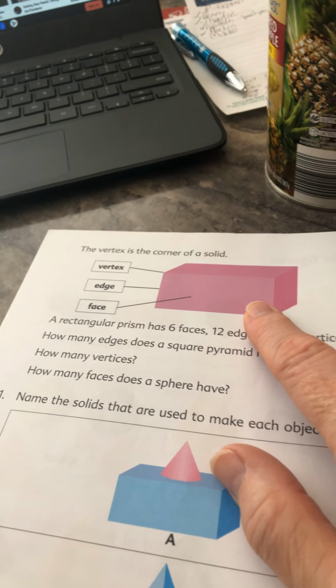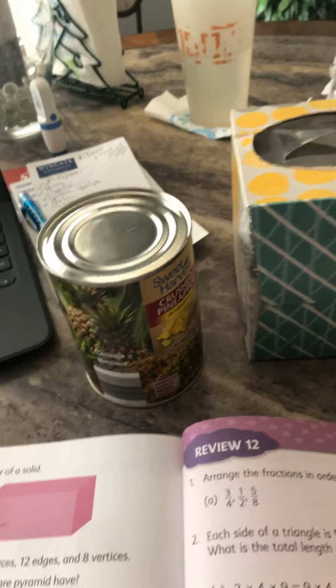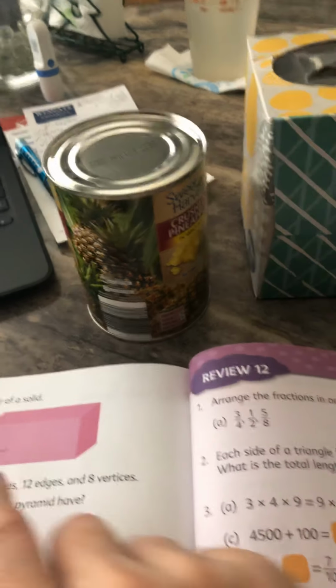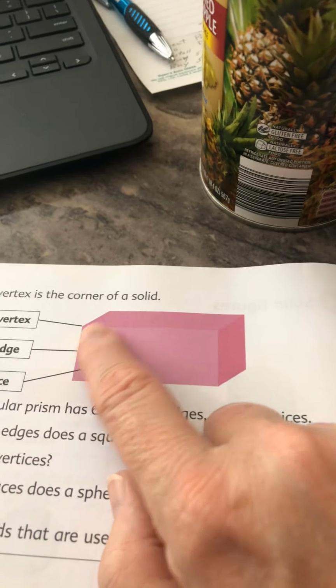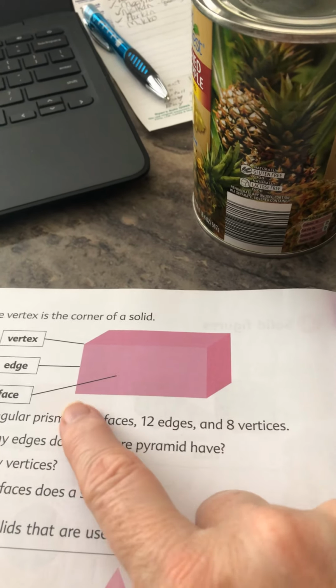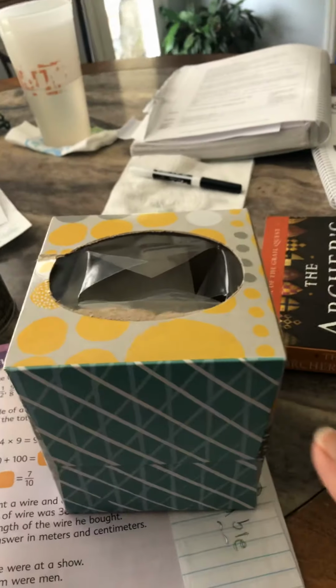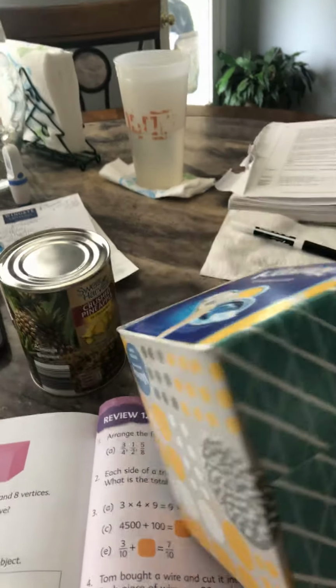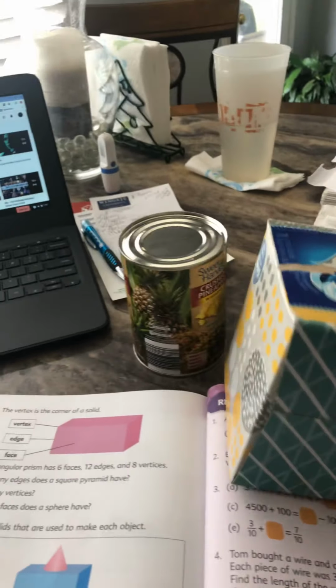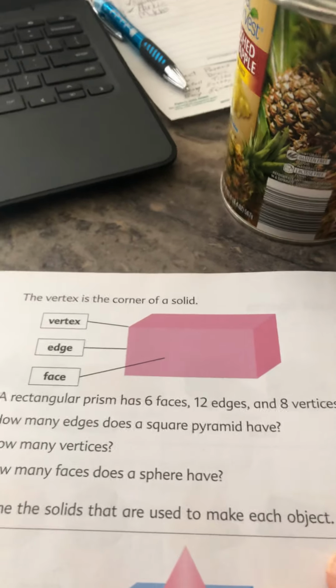Now, let's do a vertex, okay? A vertex is the points on them. It's where the faces come together, okay? So you have, let's look at this one. You have 1, 2, 3, 4, 5, 6, 7, 8 vertices. Let's look at the tissue box. 1, 2, 3, 4, flip it upside down, 5, 6, 7, 8. 8 vertices, 8 points. So when you think of a vertex, think of a point.